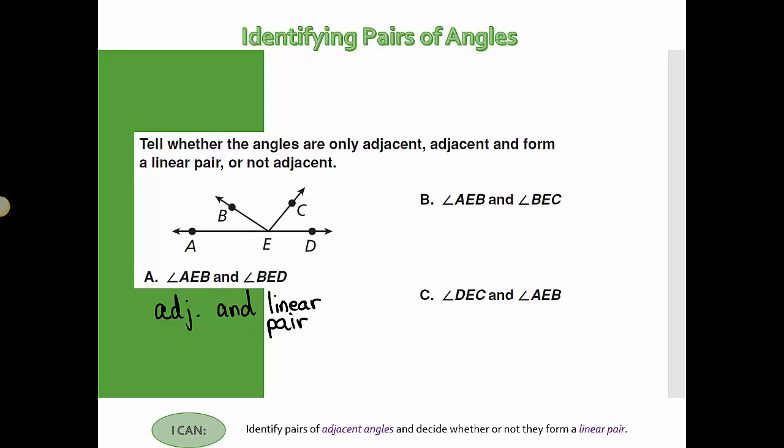All right, let me erase here and start fresh for B. Angles AEB, that's that one, and angle BEC, BEC is that one. Common vertex, common side, no shared interior points. These do not form a linear pair, so these are only adjacent. All right, erasing one more time so that I can do the last one. DEC and AEB. Common vertex, but no common side. So these are not adjacent.